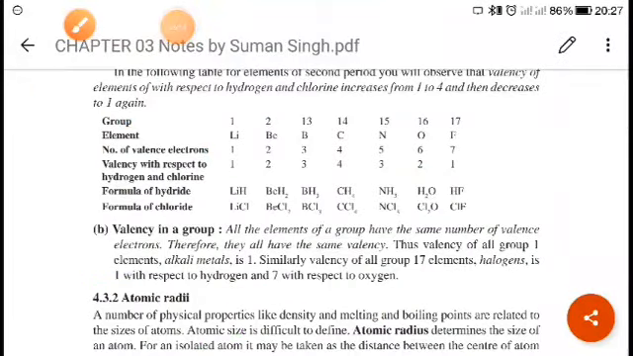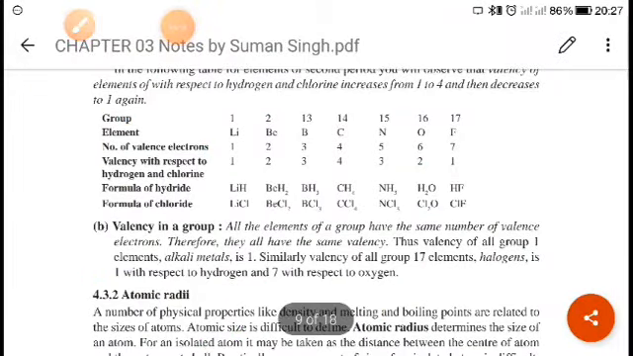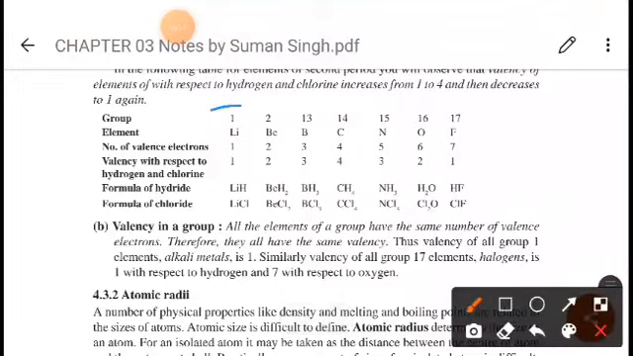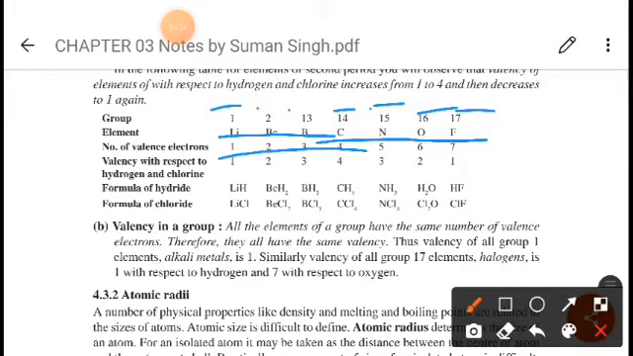As you can see here, for group 1, 2, 13, 14, 15, 16 and 17: lithium, beryllium, boron, carbon, nitrogen, oxygen, fluorine. You can see the number of valence electrons is 1, 2, 3, 4, 5, 6, 7, and after that 1, 2, 3, 4, 3, 2, 1, right? So in this way there is a variation of valency in the period, right?